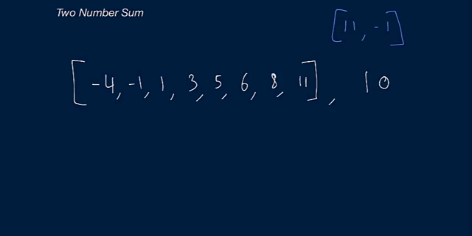Basically, we had this array of numbers, right? And when we were given the array of numbers, we weren't told anything about it. In other words, the array wasn't necessarily sorted.